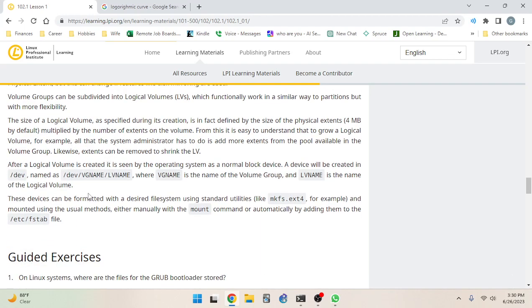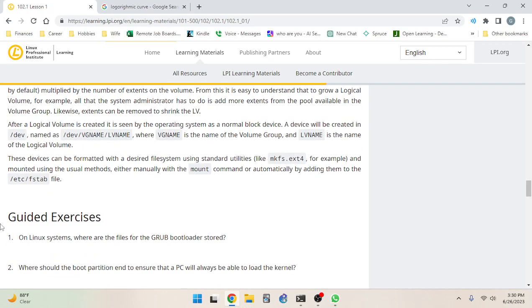The size of a logical volume, as specified during its creation, is in fact defined by the size of the physical extents, 4 megabytes by default, multiplied by the number of extents on the volume. From this, it is easy to understand that to grow a logical volume, for example, all that the system administrator has to do is to add more extents from the pool available in the volume group. Likewise, extents can be removed to shrink the LV, which stands for logical volume.